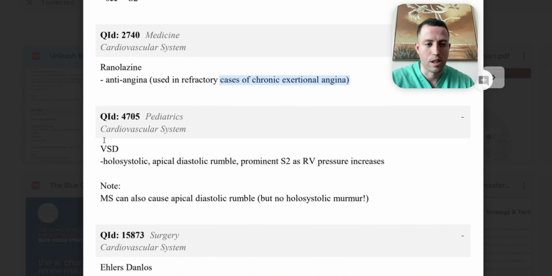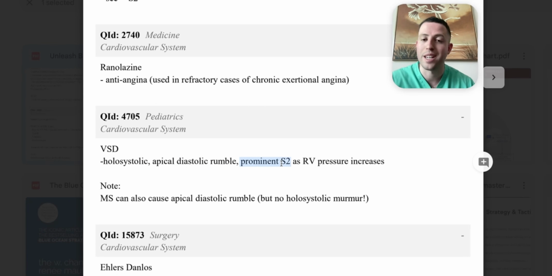All right, next, let's talk about VSD. Some of the high points for VSD is that it's a holosystolic murmur. You're going to have an apical diastolic rumble in some cases, and it generally presents as a prominent S2 the more the right ventricular pressure increases.